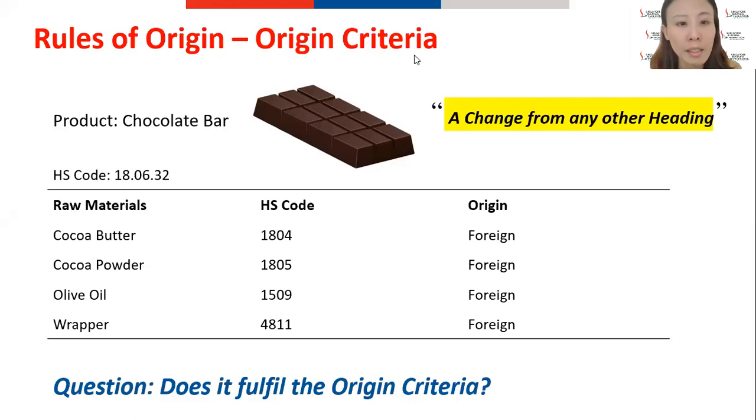So we look at the individual raw materials' HS codes and check if any of them falls into 1806, which is why I mentioned earlier it's important to classify your raw materials correctly too. So if everything is classified correctly, none of the raw materials have the same heading as the finished goods, which means the product has been substantially transformed and fulfilled the change in heading criteria at the 4-digit level.